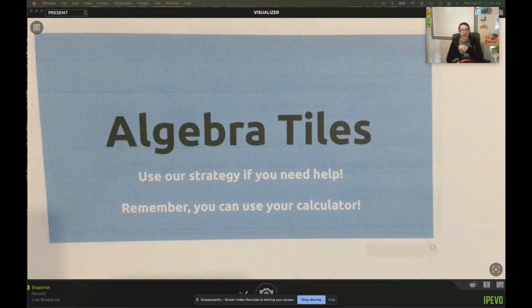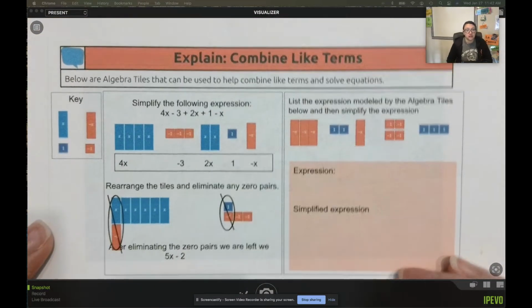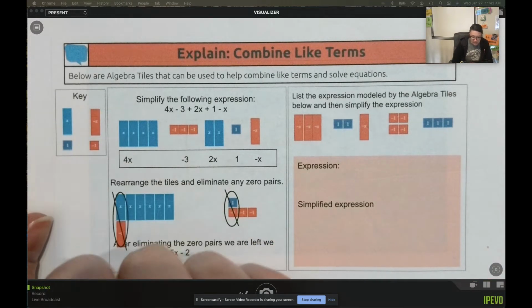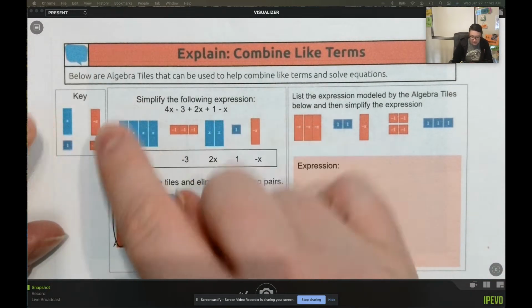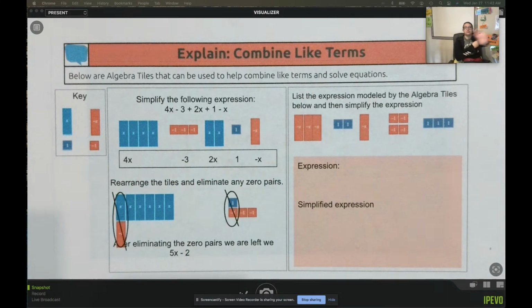So now let's talk about what algebra tiles look like with combining like terms and the distributive property. Here I tell you that these long ones are the x's, the blue is positive, the red's negative, and the same thing with these small squares. They each represent 1. So when we're looking at these like terms, we can use these algebra tiles to help us show what they represent and show what we have.